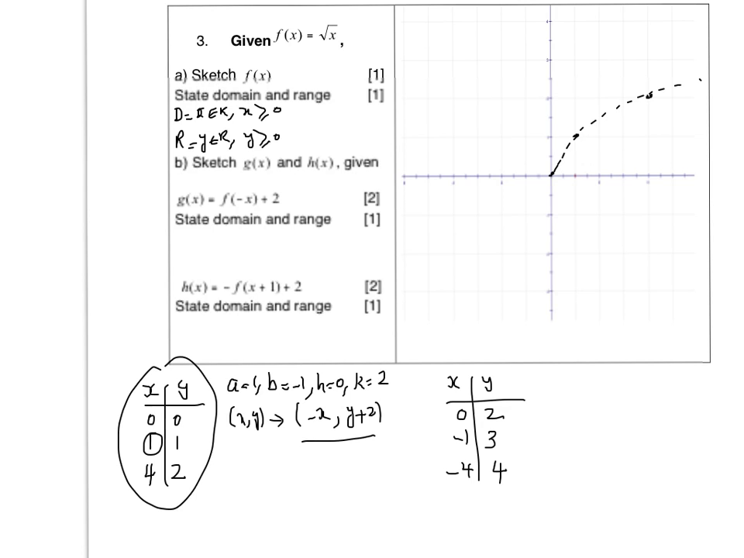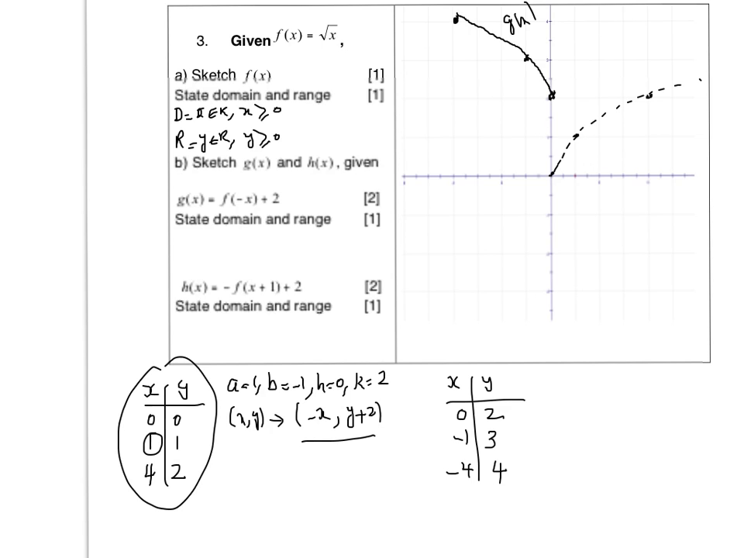Now let's plot this. When x is 0, y is 2, which is going to be this point. When x is negative 1, y is 3, which is going to be this point. And when x is negative 4, y is 4, which is going to be somewhere around here. So I can just connect these together and I get a graph like this one. This represents g of x.